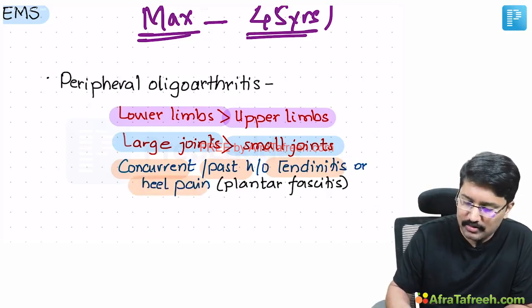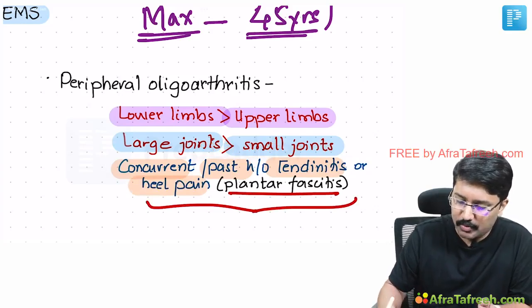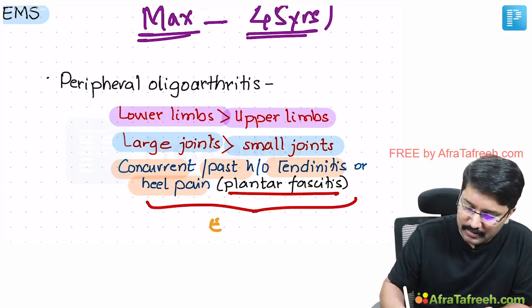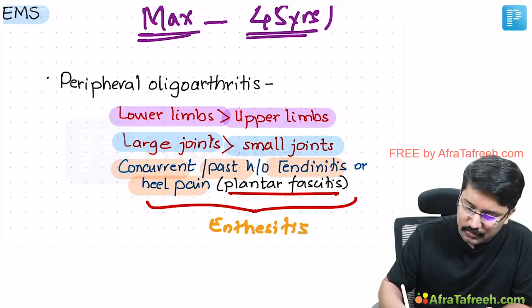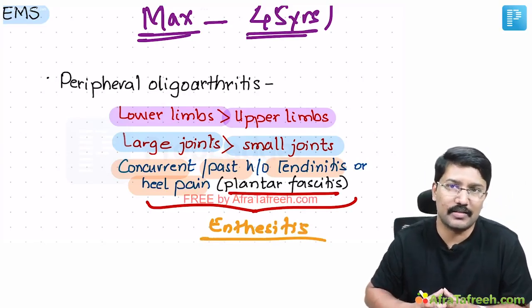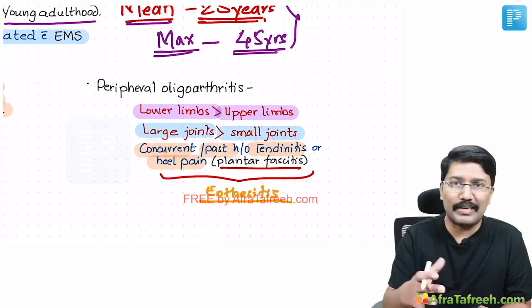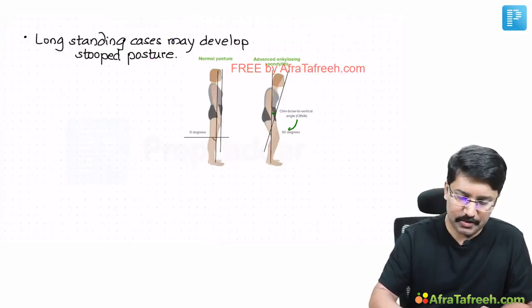Heel pain should be taken as a pointer towards plantar fasciitis, and this goes on to say that patients might be having enthesitis, right? And we have already discussed this is one of the common shared manifestations of spondyloarthritis, right? Having enthesitis, tendon insertion point inflammation, right? So these are the clinical manifestations.